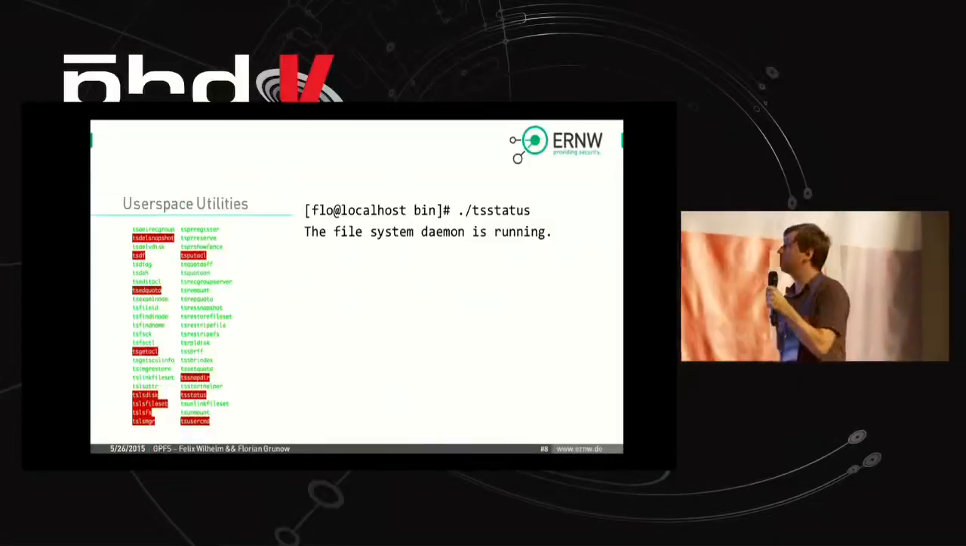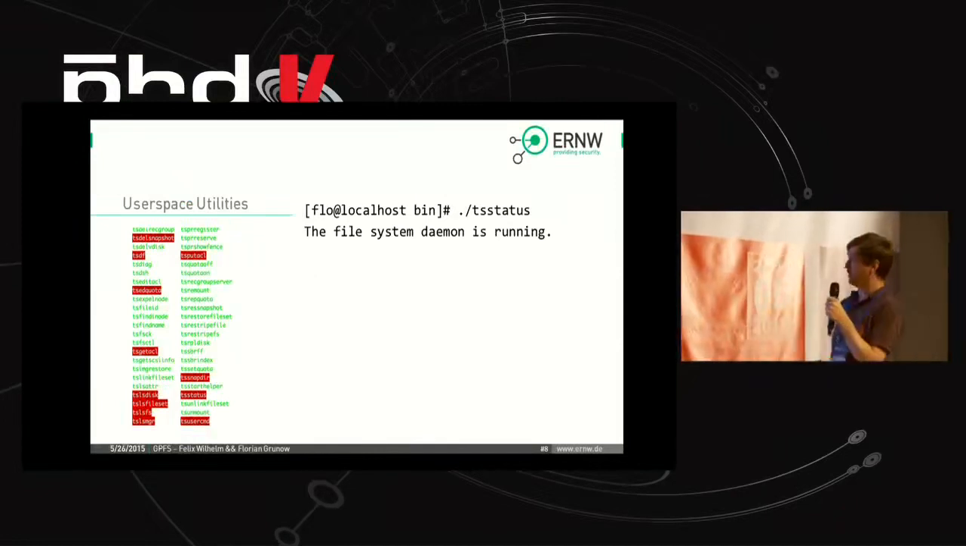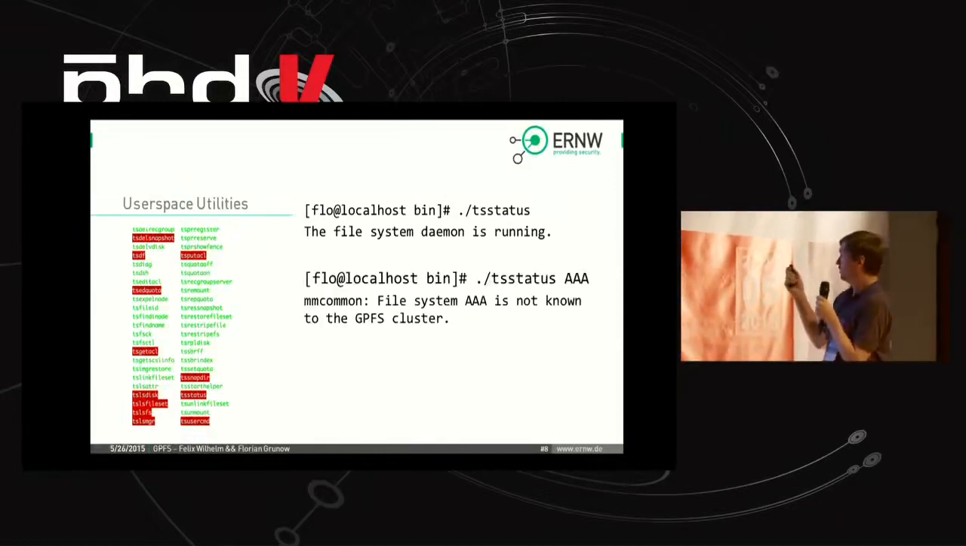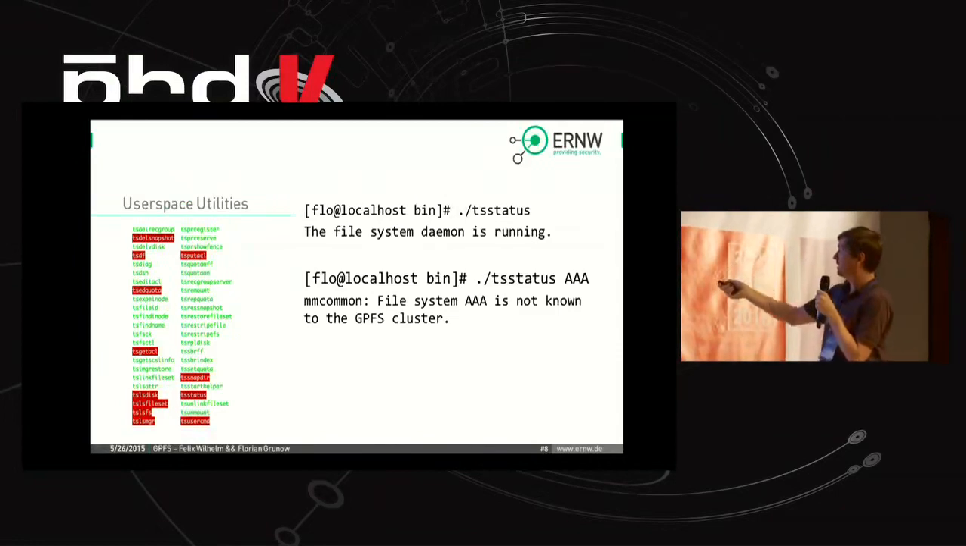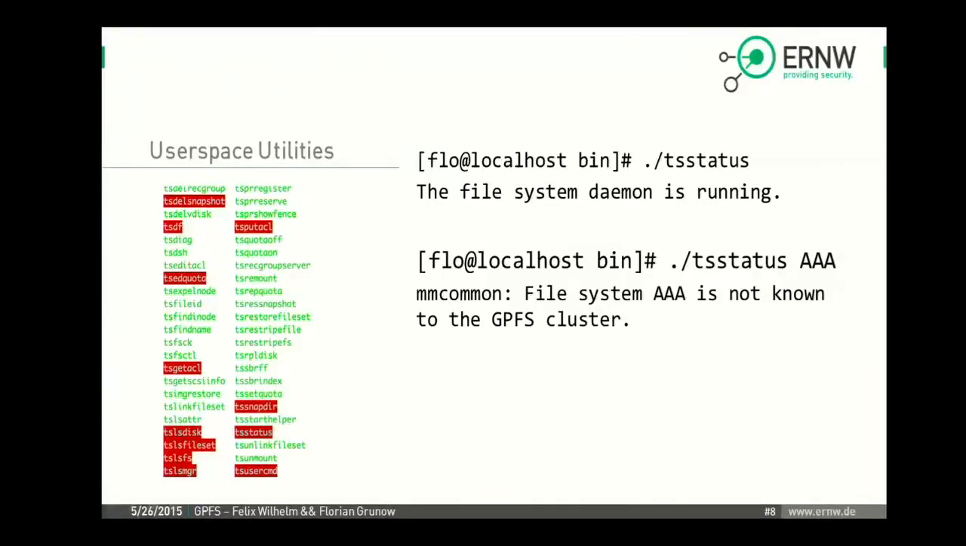We found out that I think you can only put one argument in there, and this argument is the name of a file system. So what you can do is check if a known file system in the cluster is still alive, if it's there, if it's connected, and what its status is.